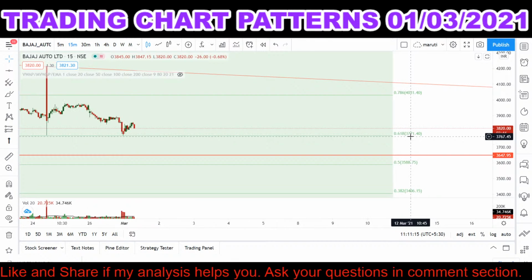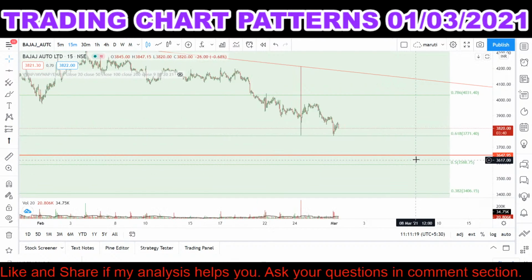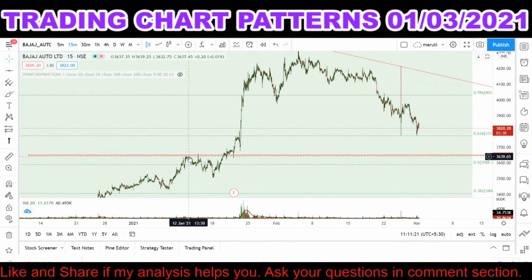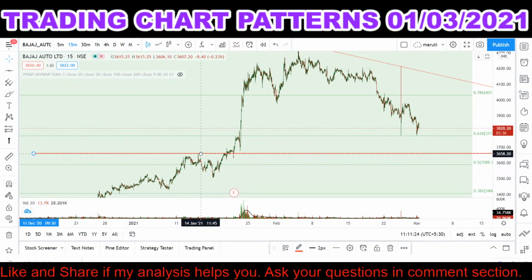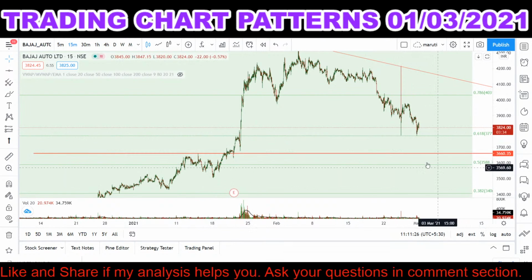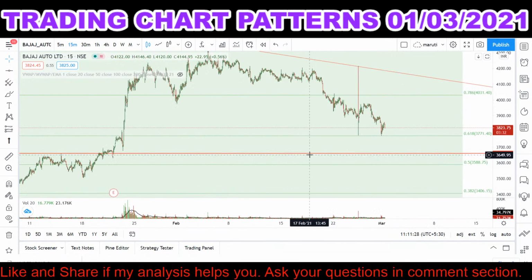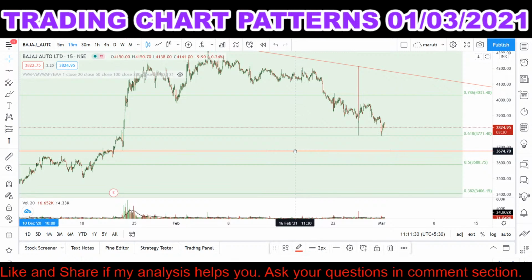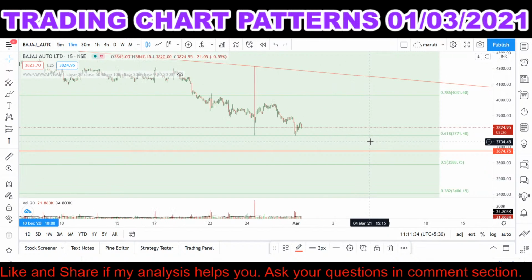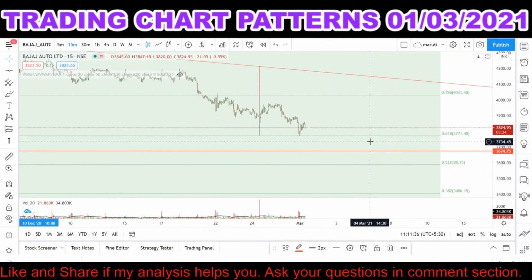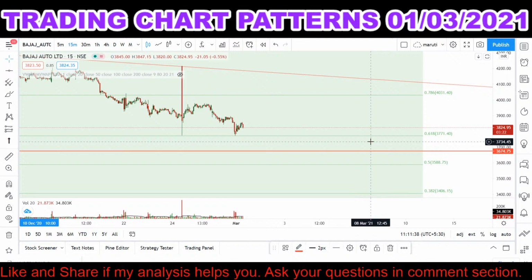If it breaks this 3771, then we can surely see 3647 in coming sessions, or this, 3660, or even this small 3674. So a 100 rupee target below 3771. Okay, and let's see where the pivot points are.